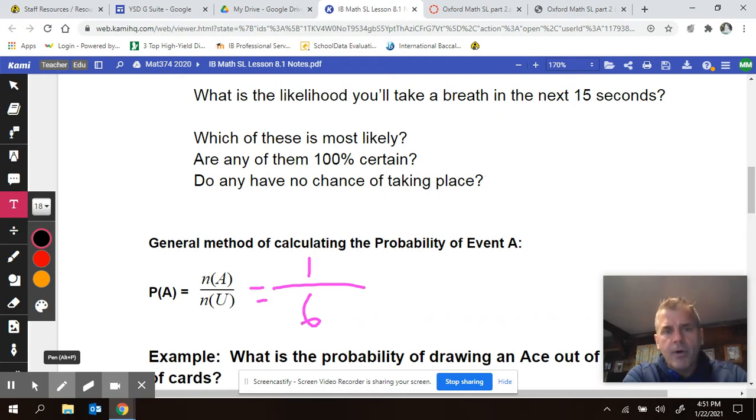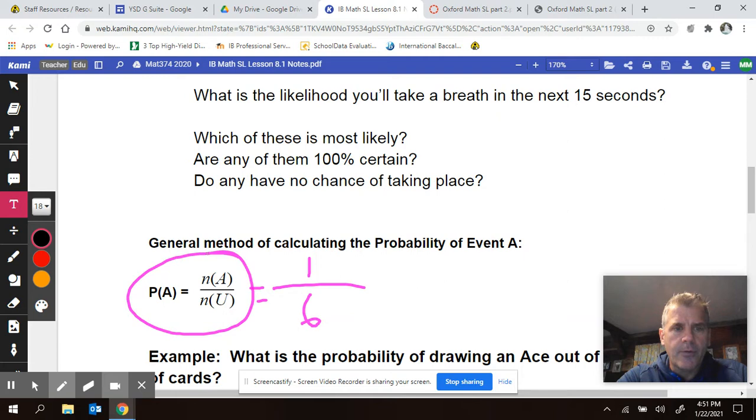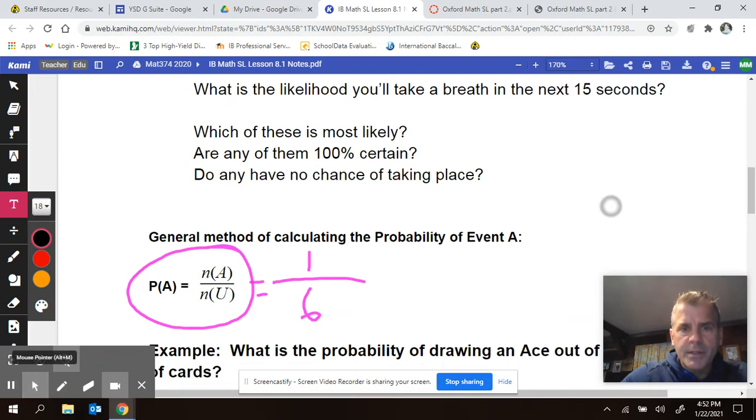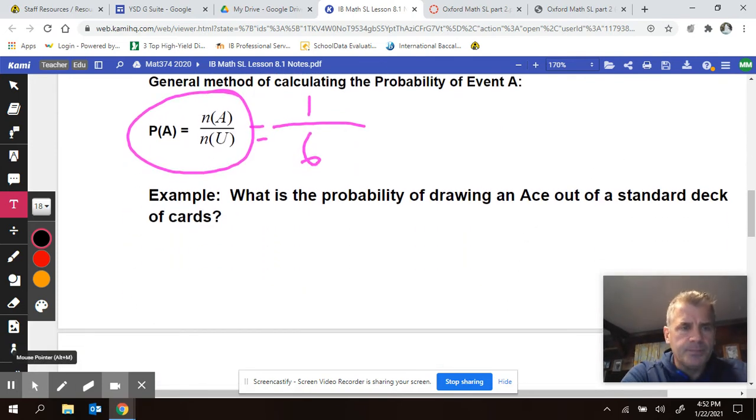And so then the number of all possible outcomes was the bottom part whenever you looked at the standard or classic way of defining probability. Now we just do it in the sophisticated format, because we're so much more sophisticated now. Okay, so here's a pretty straightforward question for you. What is the probability of drawing an ace out of a standard deck of cards?